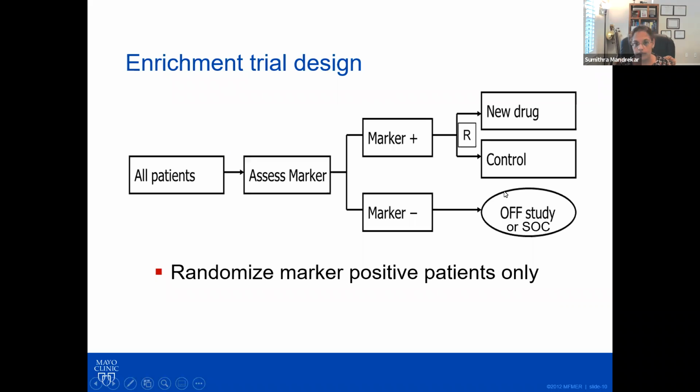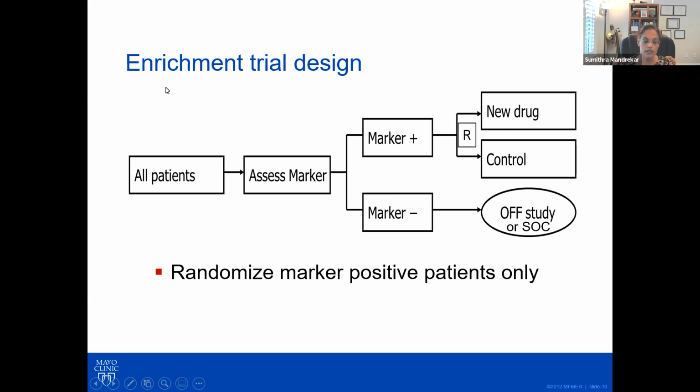And then came enrichment trial designs, which really meant you assess the patients for a particular marker status, and then you direct therapy based on the marker evaluation. So if there are positive patients, you can randomize them. If they're negative patients, there is belief that they don't benefit from more drugs. So you either take them off the study because they can just be on observation, or they do just as well on standard of care. So that's the enrichment trial design.